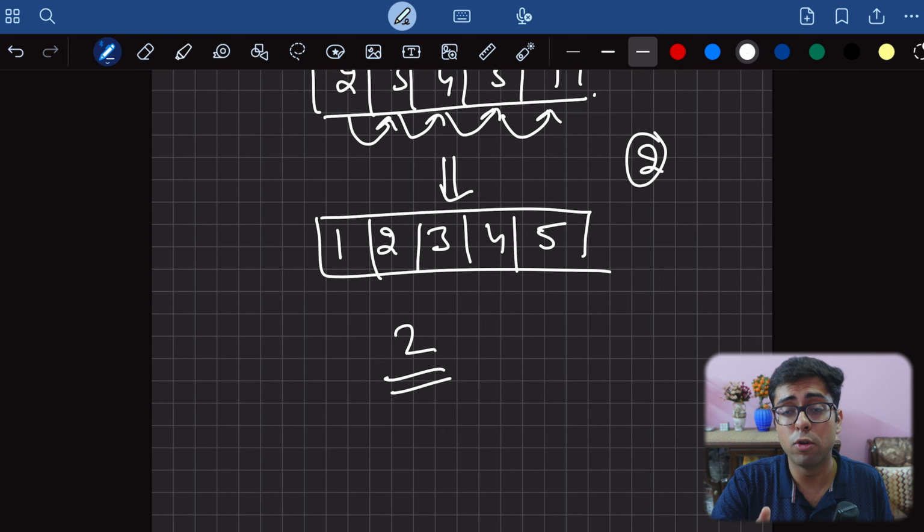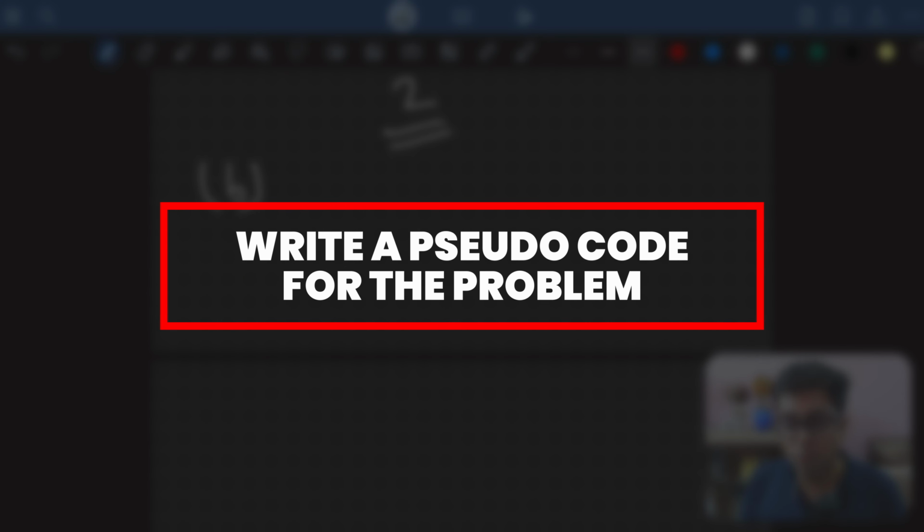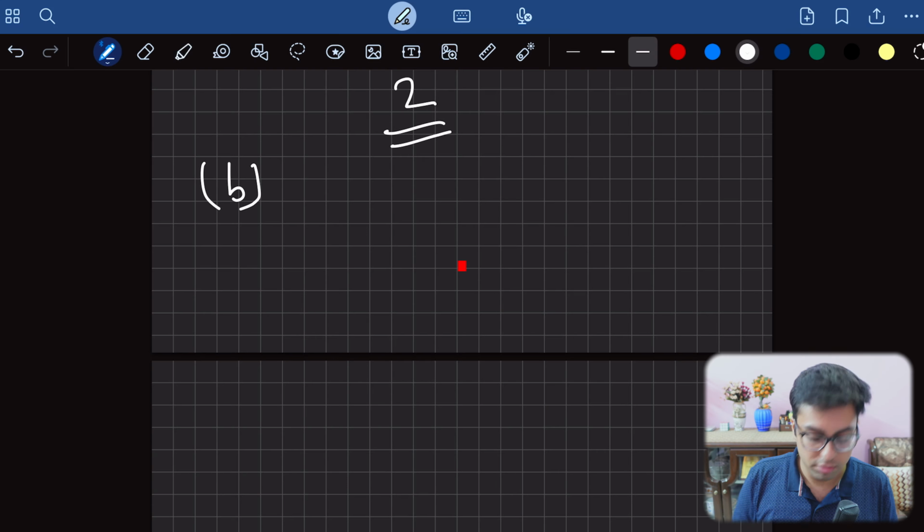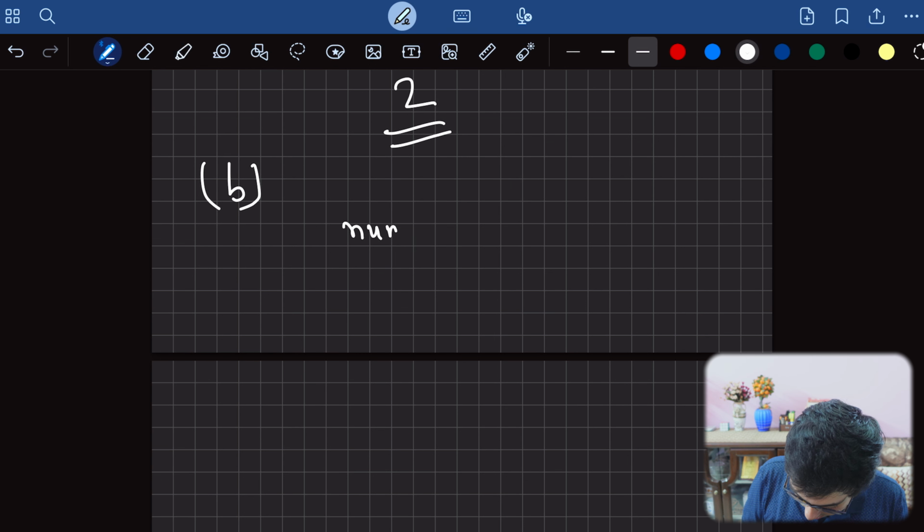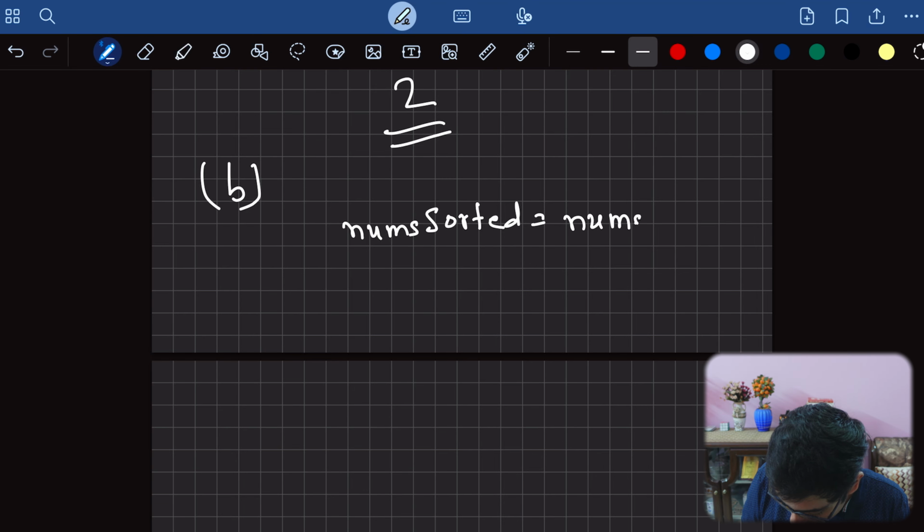Once you visualize how you're going to solve the question, you can write a pseudo code for it. In the pseudo code, what we are going to do is, let's say nums. We are going to make a list, nums sorted, and store the sorted value of nums. Why are we storing a sorted value of nums? Because we need something to compare it with.